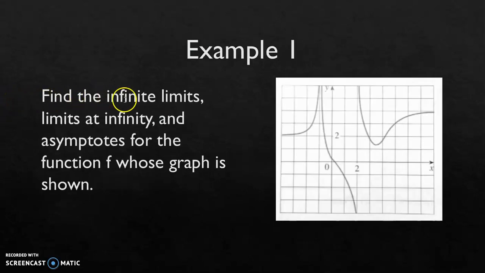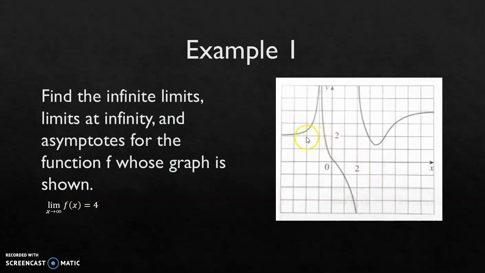Okay, in this case, it says find the limits, infinite limits, and limits at infinity, and asymptotes for the function f whose graph is shown. So notice, as I go further and further to the right, this graph is approaching positive 4. So my limit as x approaches positive infinity is positive 4. Okay, so I took care of this asymptote and I wrote it like this: the limit as x approaches infinity of f of x equals 4.